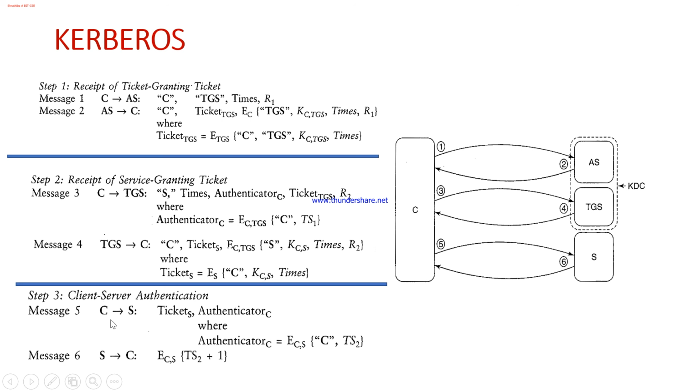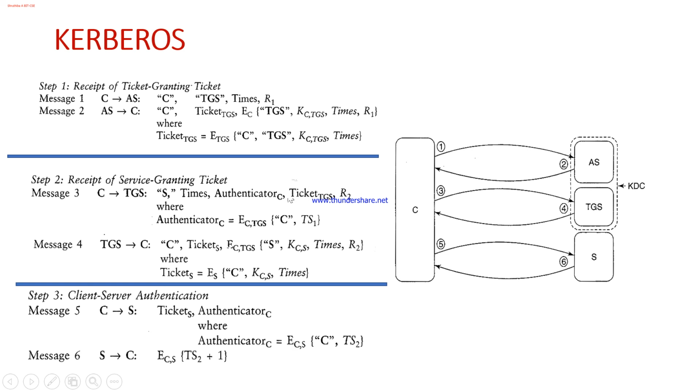This session key should from here on be used for communicating with the server. On receiving this, the client will send the request to the server by sending the service ticket and the authenticator. Within this, it will specify TS2, the time at which it initiated the request. On receiving that, the server will increment the time and send the response using this session key provided by the ticket granting server.